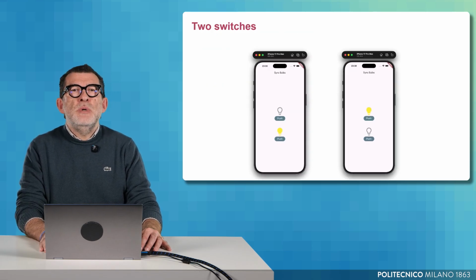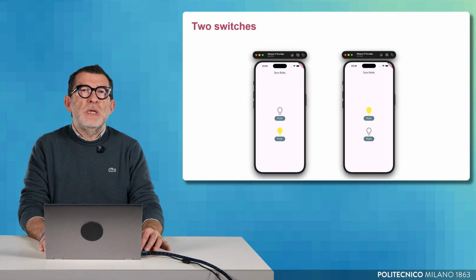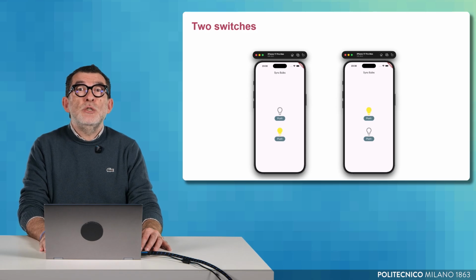Now, if we want to build something a bit more complex, we need to consider a slightly different situation. In fact, we can have two possible cases. The first one is simply duplicating the bulb and the switch. Instead of having only two elements in a column, we could have 4 elements, or we could create a column containing 2 BulbCtrl widgets. In this scenario, each switch controls its own bulb, and the 2 bulbs can be turned on or off independently.